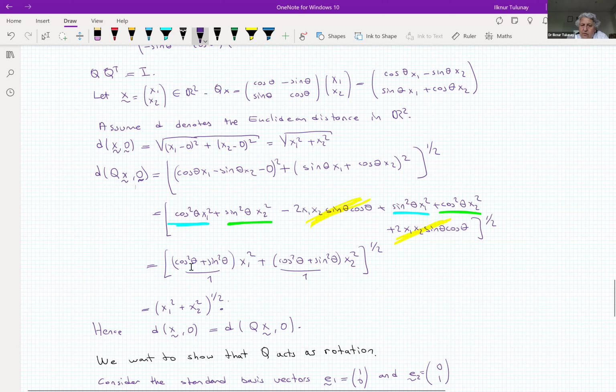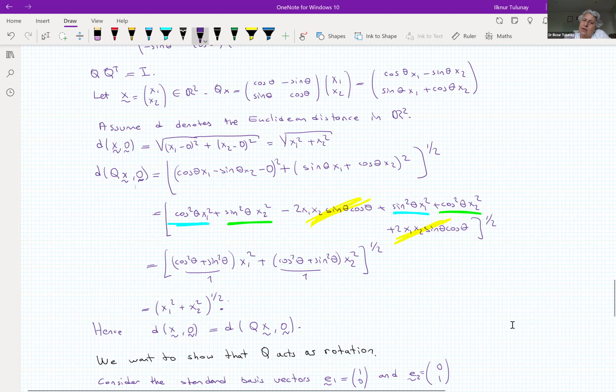And then we have this is 1, this is 1, we have x1 square plus x2 square, and we know that this is exactly the distance d(x, 0). So d(x, 0) is equal to d(Qx, 0). So the distance between the vector x and the origin is equal to the distance between the vector Qx and the origin. So that was the second part of this question.